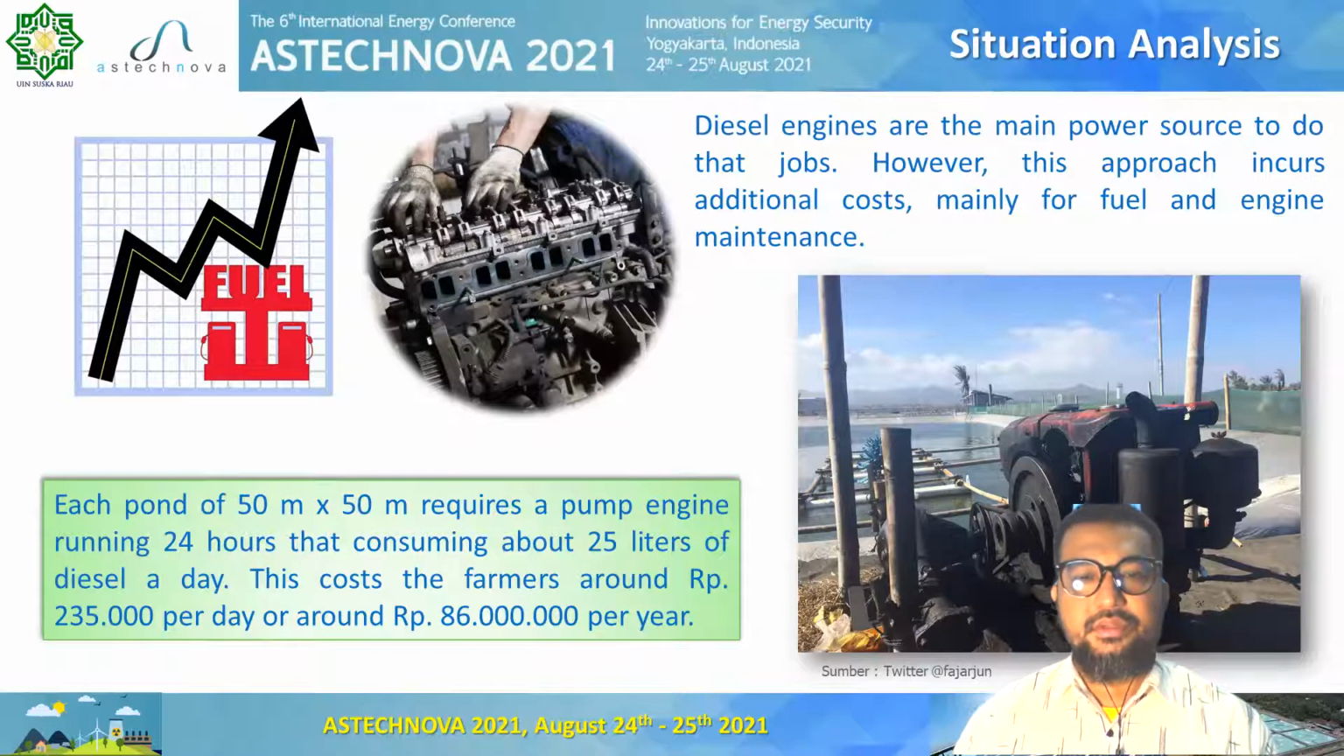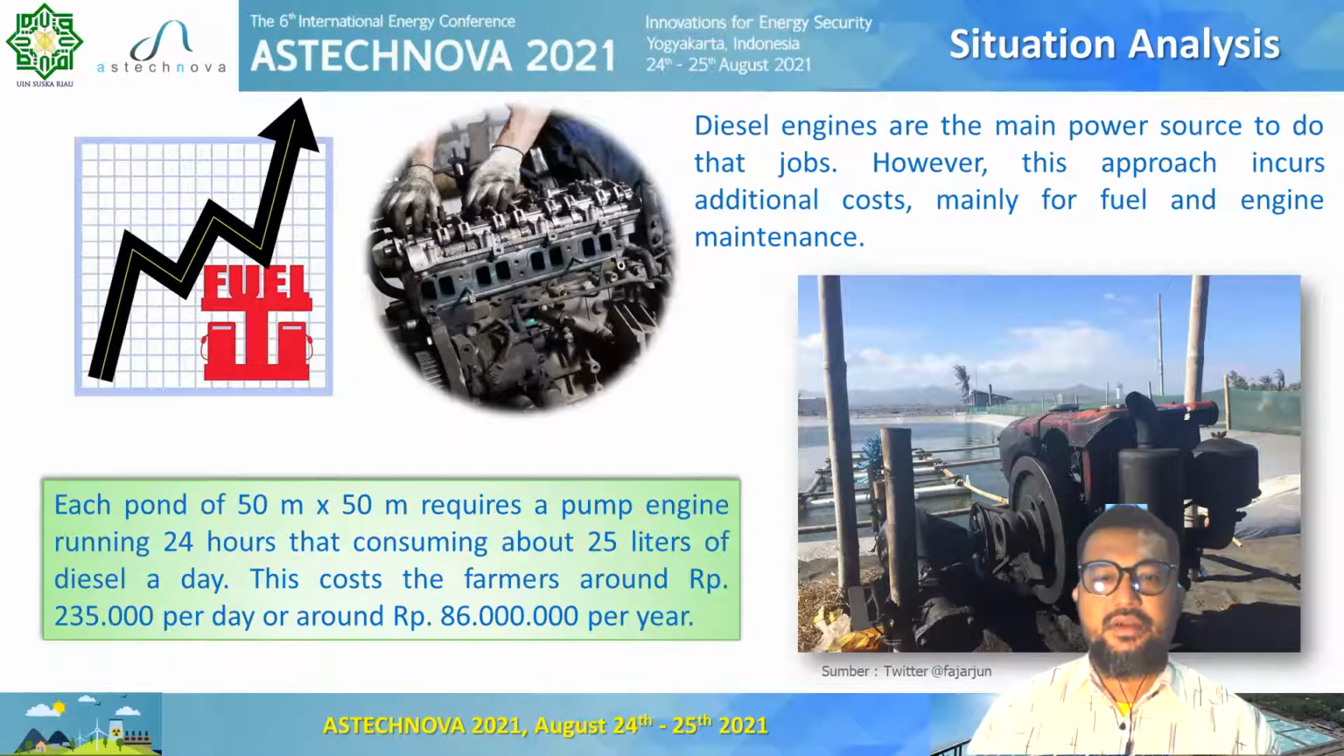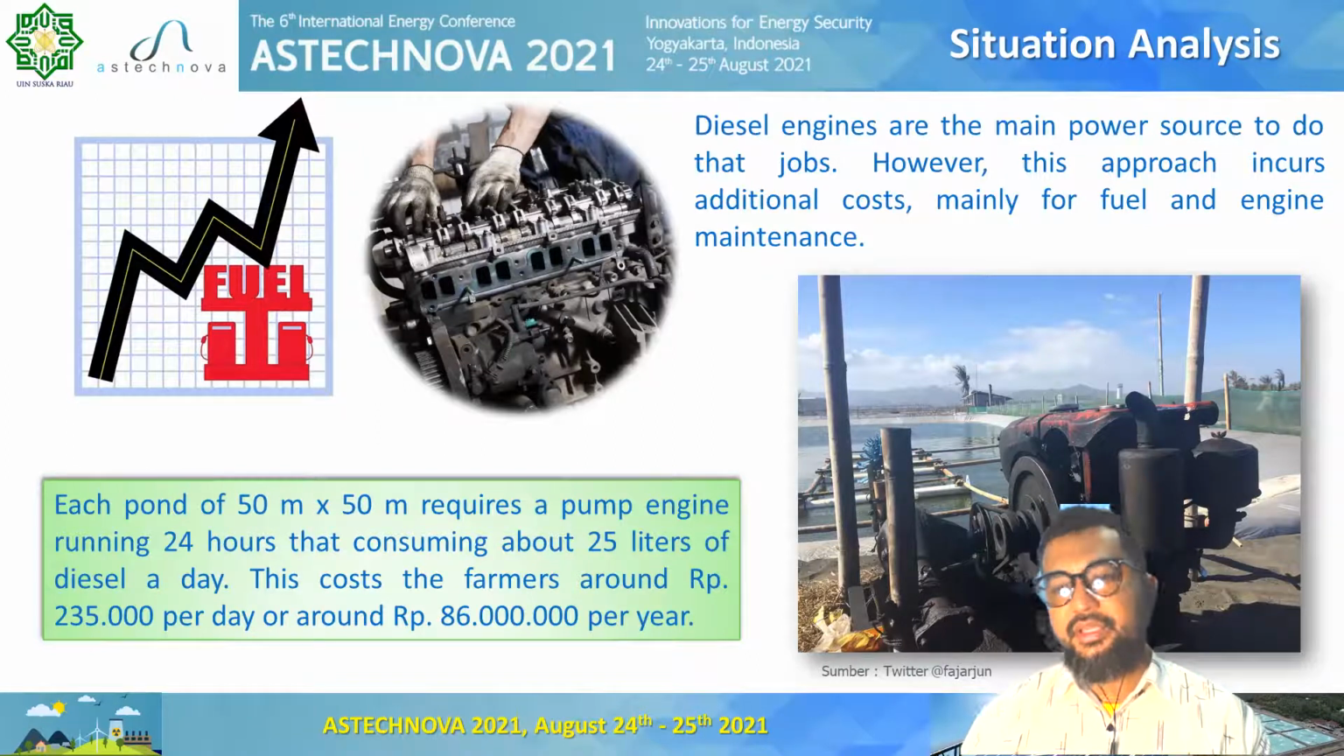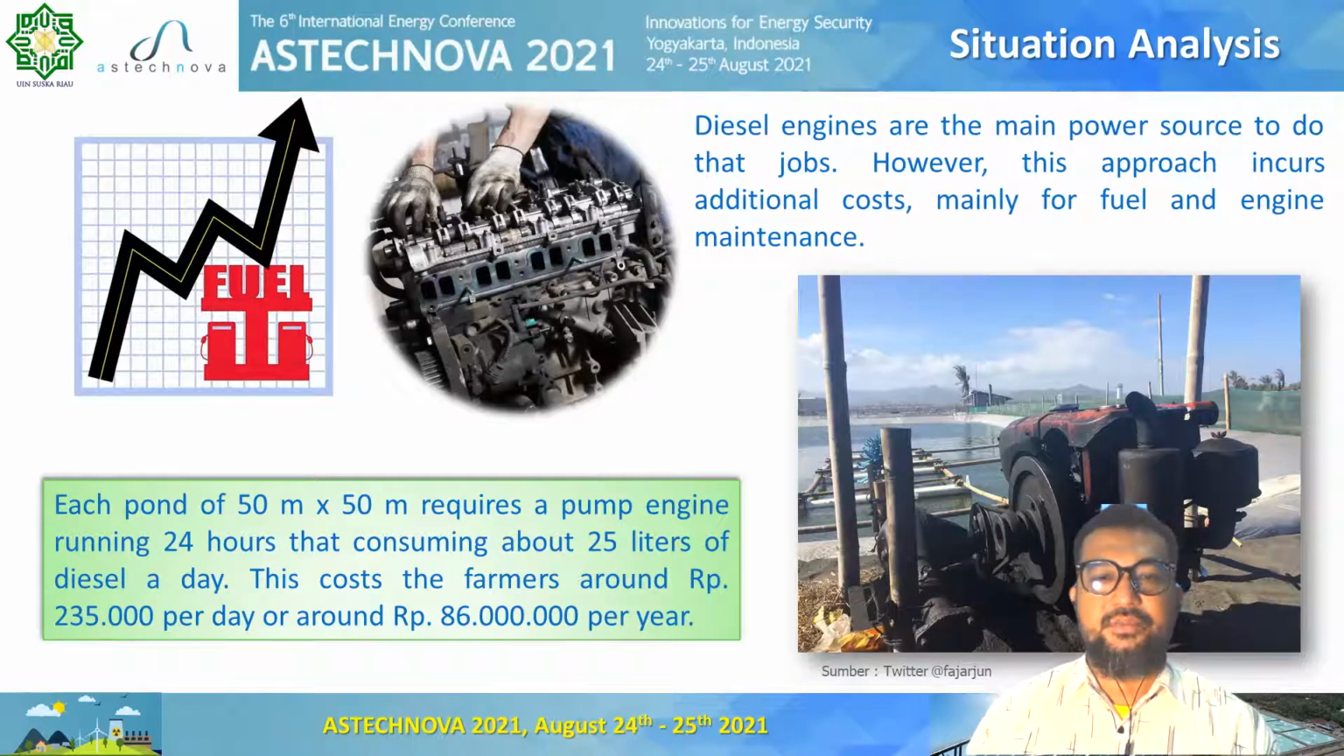Each pond, 50 meters by 50 meters, requires a pump engine running 24 hours that consumes about 25 liters of diesel a day. This costs the farmer around 235,000 rupiah per day, or around 86 million rupiah per year. And this fee does not include the cost of maintenance and others.